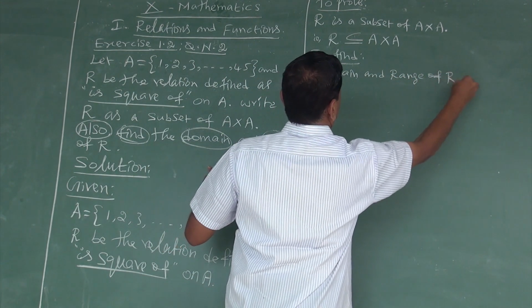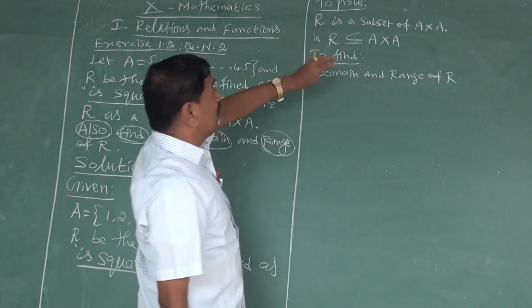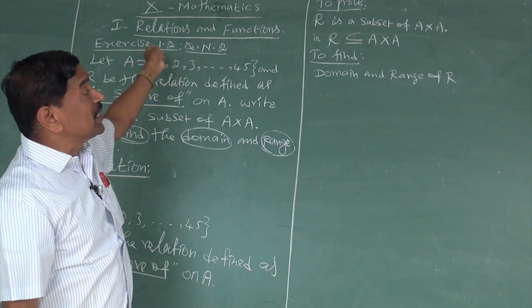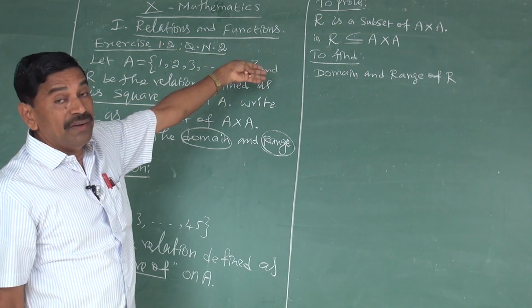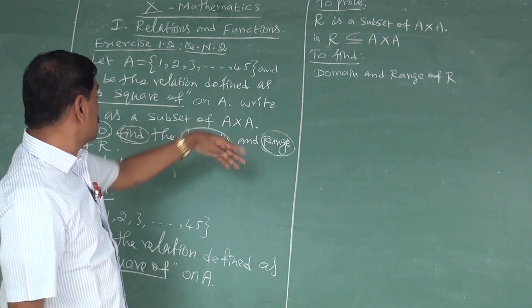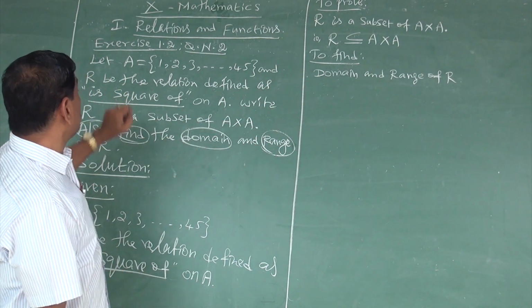So this question contains two parts. First, we want to prove R is a subset of A cross A. Then we want to find the domain and the range of the relation R. These two things we want to find. So, again, come to the question.